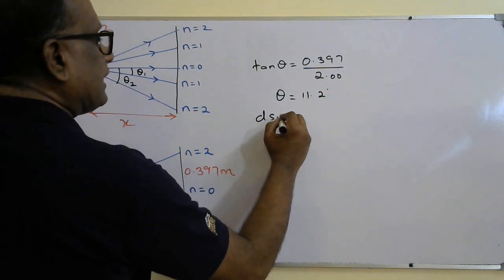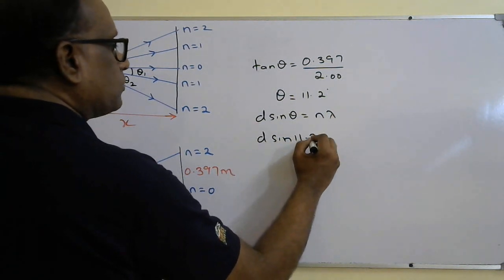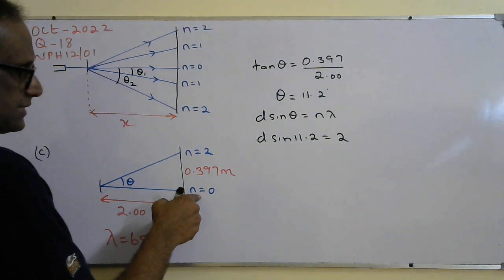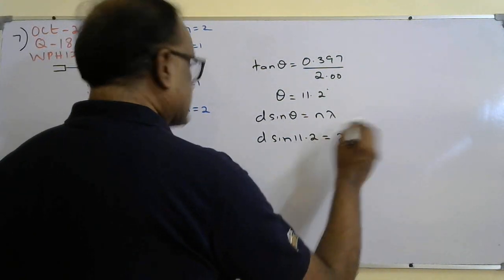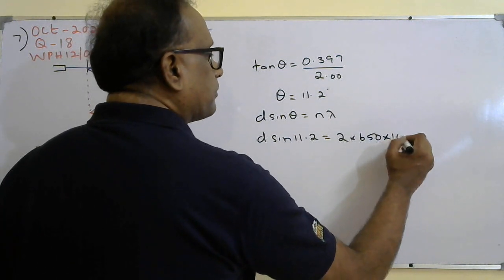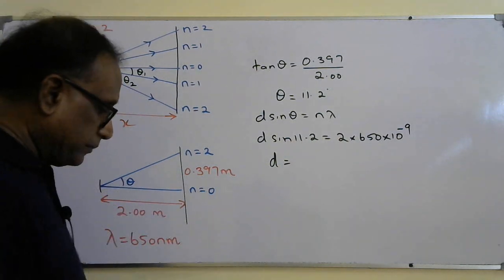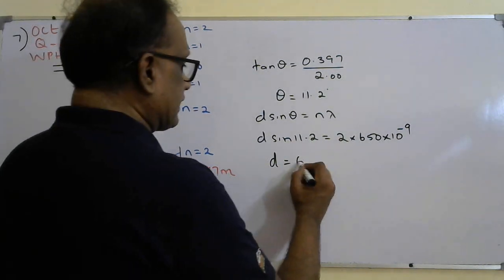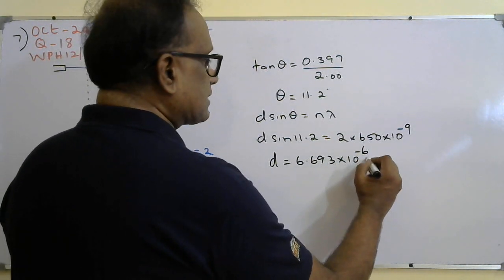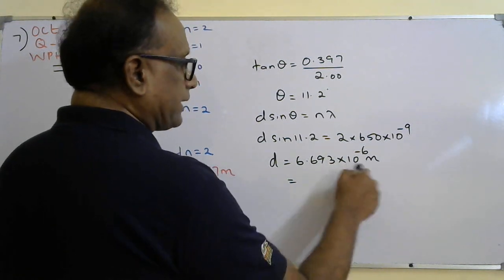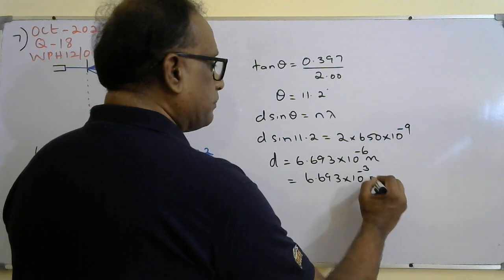Then d sine theta equal n lambda. d sine 11.2 equal n is 2, because second order, the distance of the second order they gave, 2 into lambda, 650 times 10 to the power minus 9. Find the d. You will get d in meters because lambda is given in meters. So 6.693 times 10 to the power minus 6 meters. In millimeter, multiply by 1000, 6.693 times 10 to the power minus 3 millimeter.